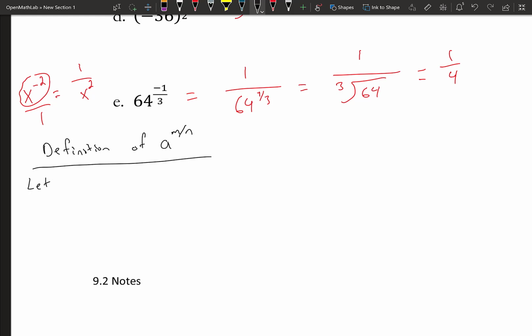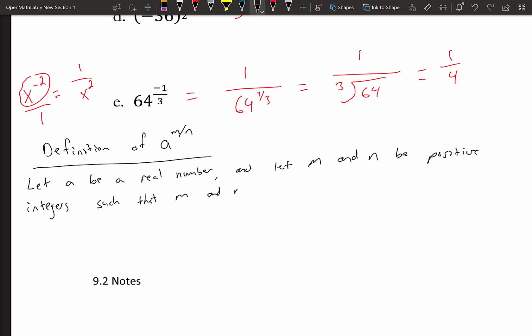So the definition is: let a be a real number, and let m and n be positive integers such that m and n share no common factors, and n is greater than 1, right?